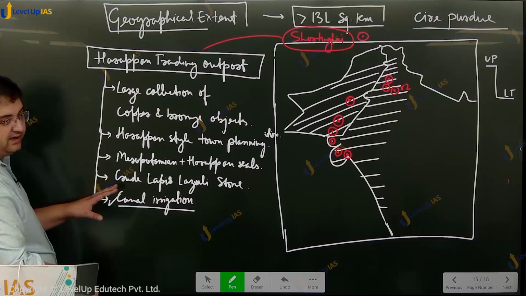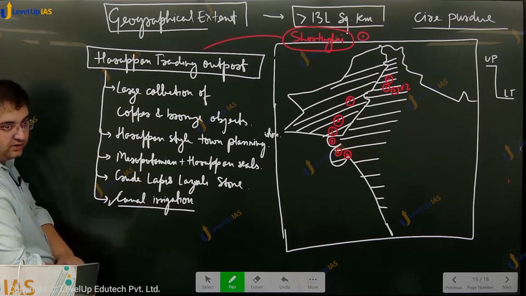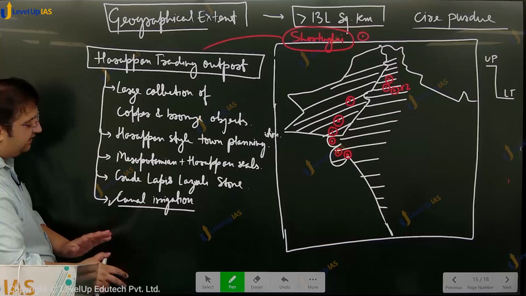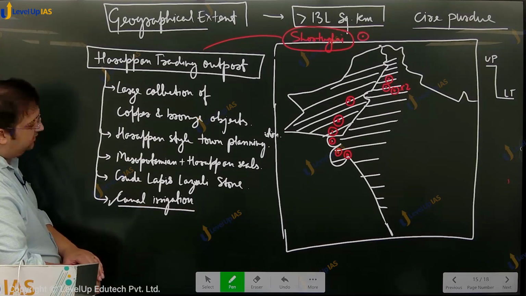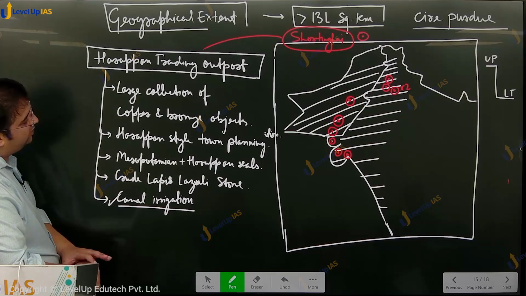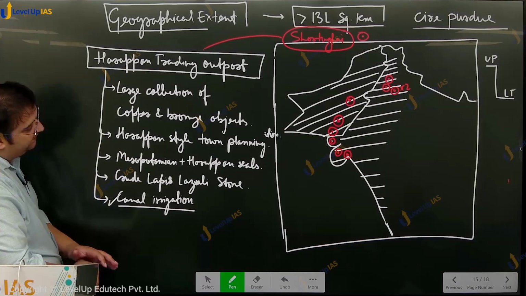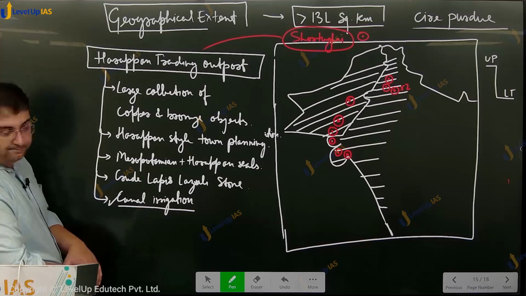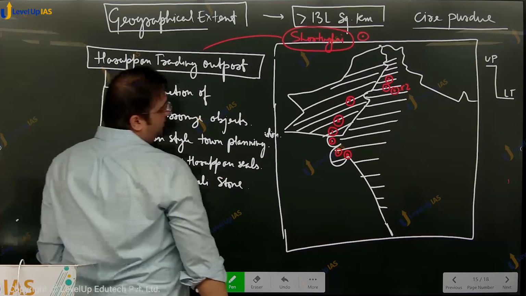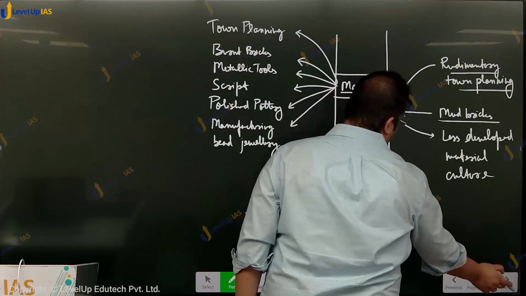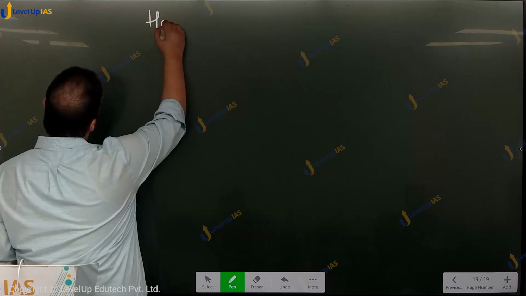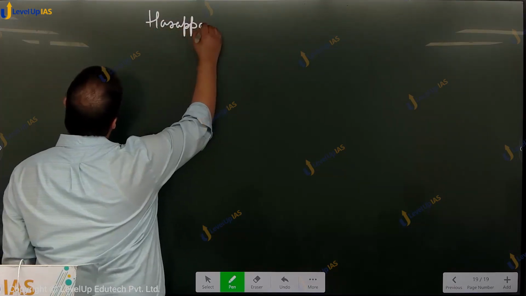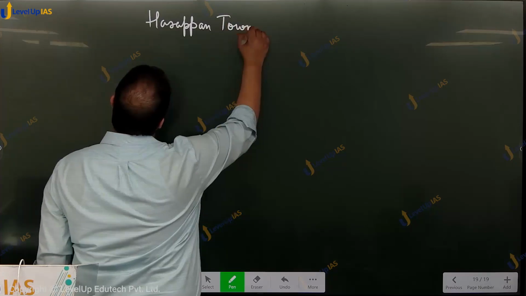So, would it be correct to say that the Harappans had canal irrigation or not? नहीं होगा, right? In fact, they had only flood irrigation. Canal irrigation was present at Shortughai, but it was a trading outpost, not a proper Harappan settlement. Clear? Now, next, we have to talk about Harappan town planning.